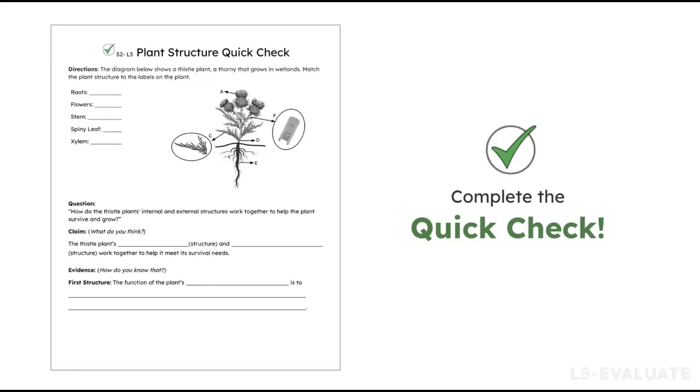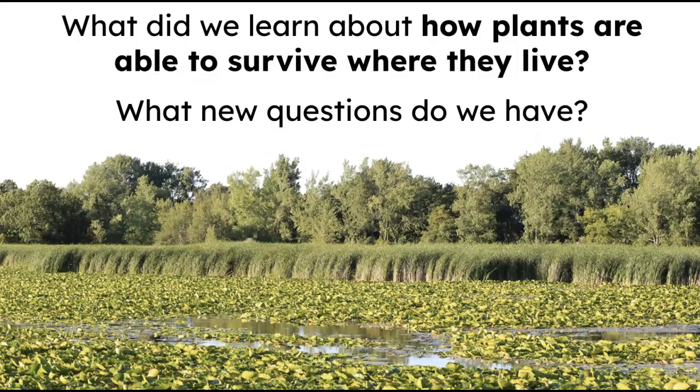For the Evaluate portion, you'll have students complete the Plant Structure Quick Check student journal page. To support student sense-making across the unit, you'll orient students back to the driving question board. Ask, what did we learn about how plants are able to survive where they live? And what new questions do we have?